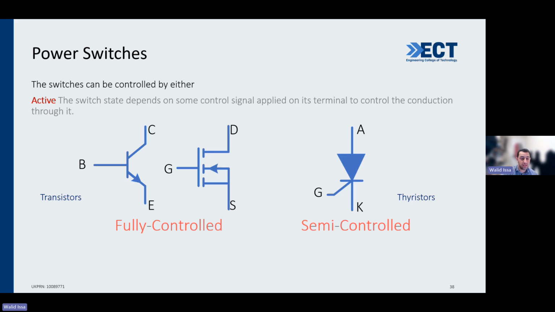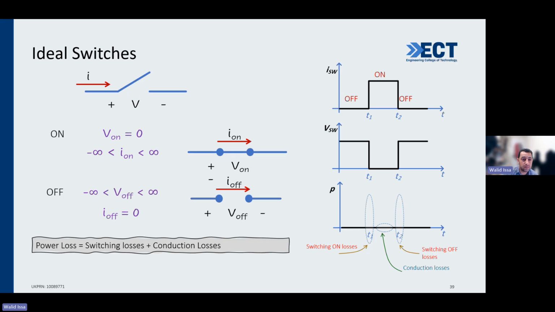I have base, I have gate. If I give current or voltage here, it will make a channel for the current to go from top to bottom. That is a fully controlled one, because I can turn the current off or I can turn it on. But what about the thyristor? Thyristor, if you heard about this device before, I can turn it on, but I can't turn it off myself. I can give a signal here. The anode will conduct current to the cathode, but I can't turn it off. I have to make some other conditions to turn it off. This is called semi-controlled.